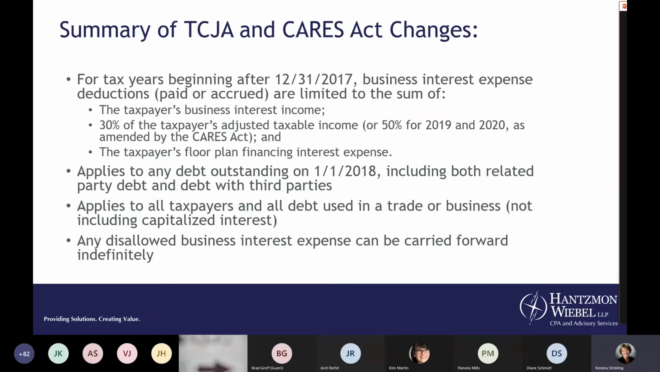This applies to any debt outstanding on January 1, 2018, including related party debt and debt with third parties. And it applies to all taxpayers and all debt used in a trade or business except capitalized interest. This is only a timing difference, as any disallowed business interest expense can be carried forward indefinitely.